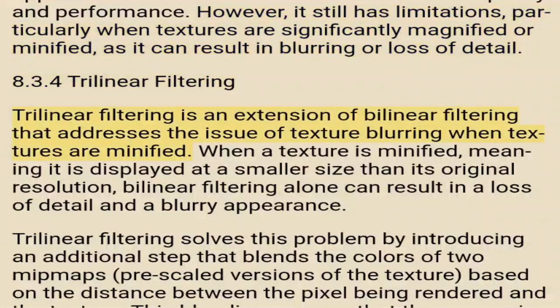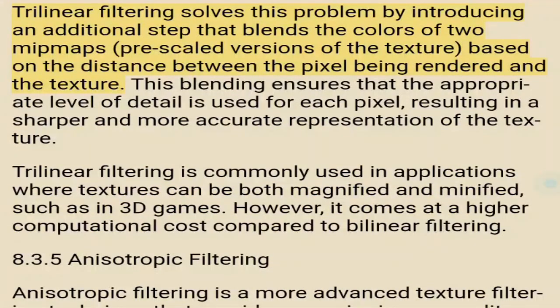8.3.4 Trilinear filtering. Trilinear filtering is an extension of bilinear filtering that addresses the issue of texture blurring when textures are minified. When a texture is minified, meaning it is displayed at a smaller size than its original resolution, bilinear filtering alone can result in a loss of detail and a blurry appearance. Trilinear filtering solves this problem by introducing an additional step that blends the colors of 2 mipmaps, pre-scaled versions of the texture, based on the distance between the pixel being rendered and the texture. This blending ensures that the appropriate level of detail is used for each pixel, resulting in a sharper and more accurate representation of the texture. Trilinear filtering is commonly used in applications where textures can be both magnified and minified, such as in 3D games. However, it comes at a higher computational cost compared to bilinear filtering.